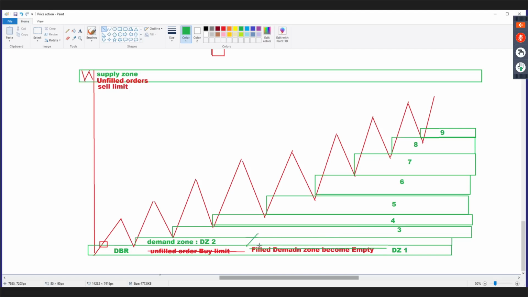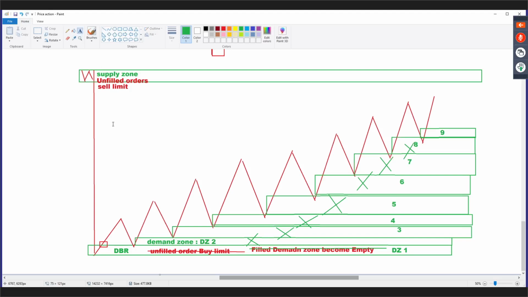This one empty. This one empty. This one empty. But we still have demand zone number 9. Why? Because it is not yet touched. So this demand zone number 9 is still available. There are still orders over here.